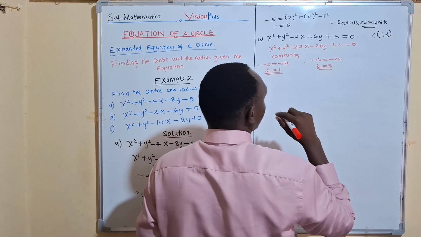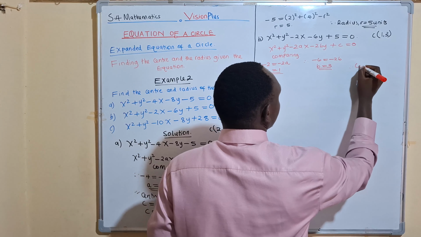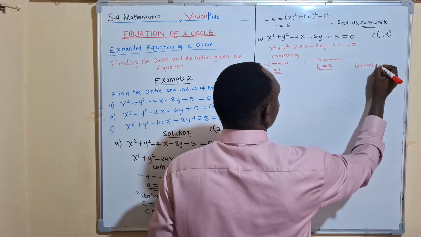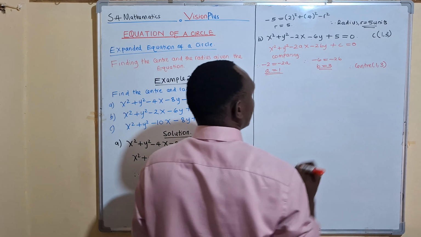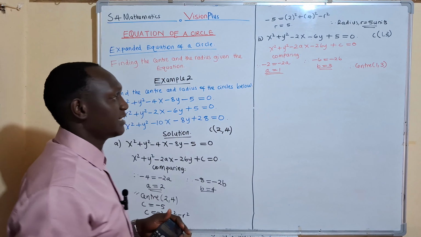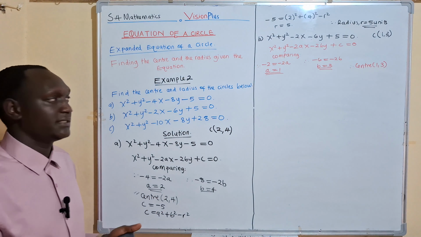So now from here we say, therefore, the center is 1 and 3. Then we leave it. After getting the center, then we can find the radius.